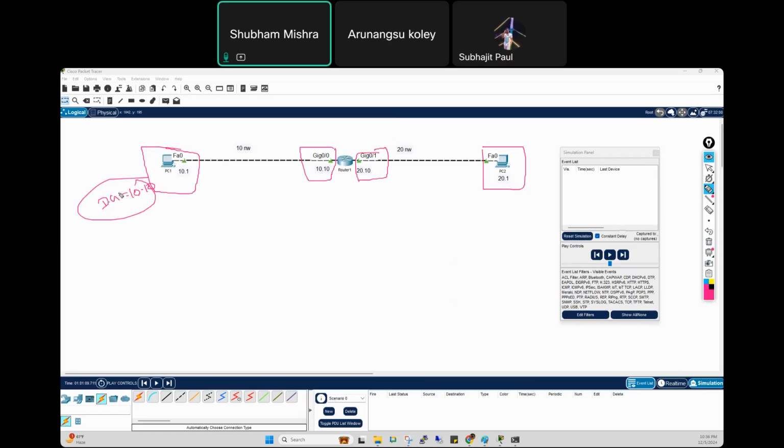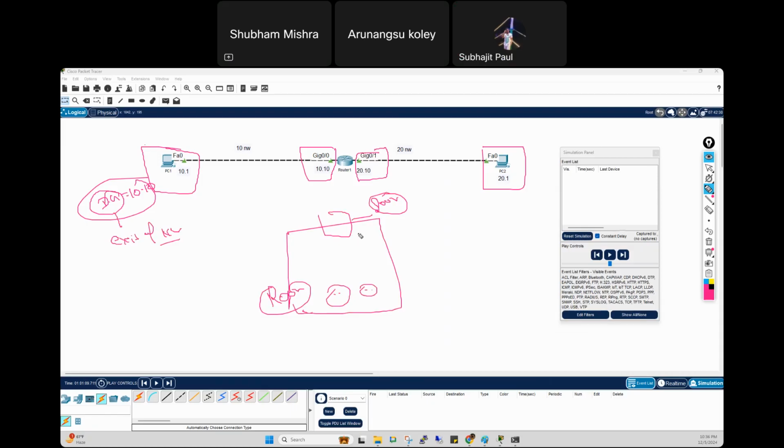What do you mean by default gateway? Default gateway is nothing but the exit point of the network. For example, this is a room, and in this room you are there. If you want to exit from this room, definitely you will exit from the door. Yes or no? Right? Yes, sir. Similarly, that is the complete network.